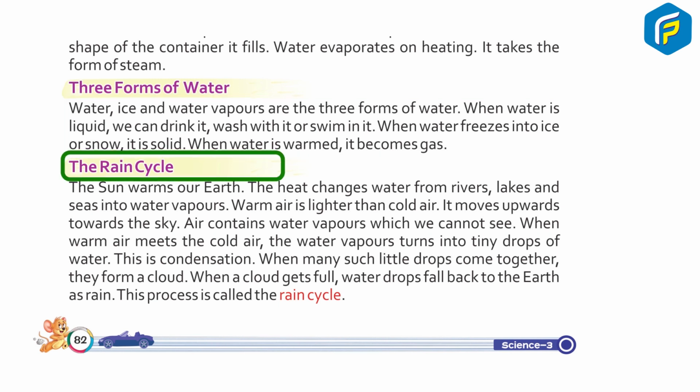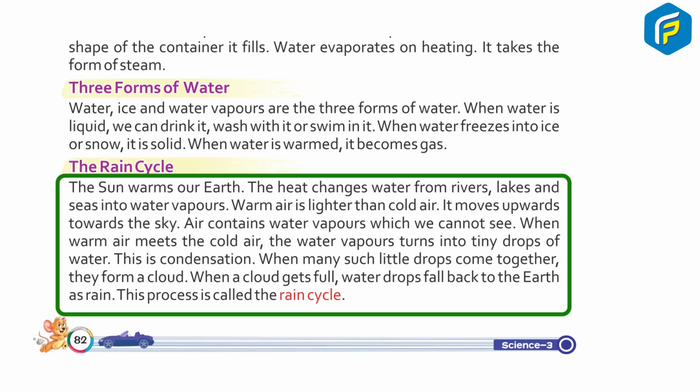The rain cycle. The sun warms our earth. The heat changes water from rivers, lakes and seas into water vapors. Warm air is lighter than cold air. It moves upward towards the sky. Air contains water vapor, which we cannot see.